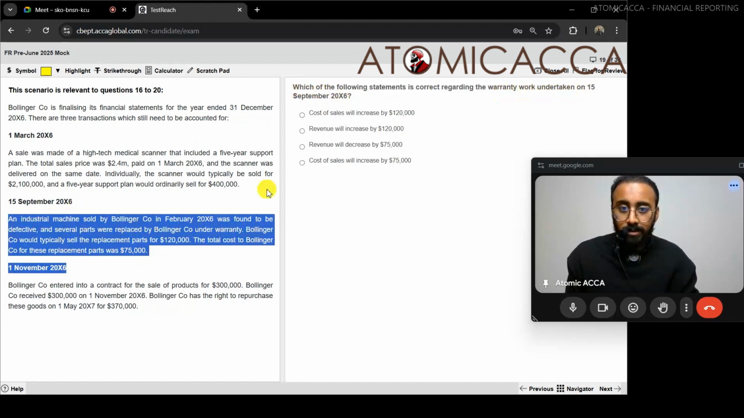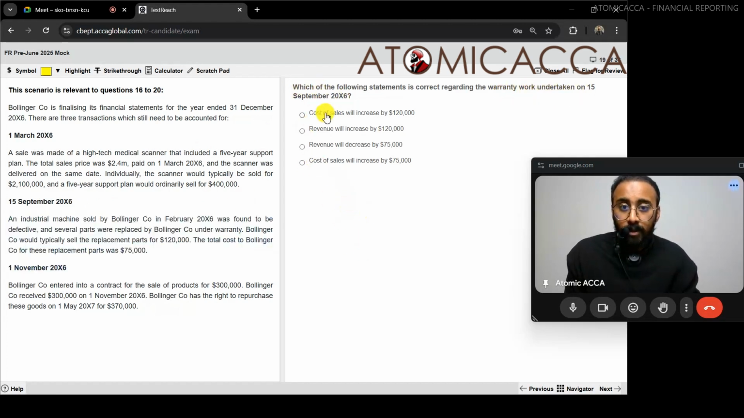So warranty work was over here. What are the figures given? Cost of sales will increase by 120,000. No, what was 120,000? That is the sale price of the replacement part. So that has nothing to do with cost of sales. Out. Revenue will increase by 120,000. No, you're not selling that 120,000 item. You're doing it under a warranty coverage. So you're not getting any extra money for this.